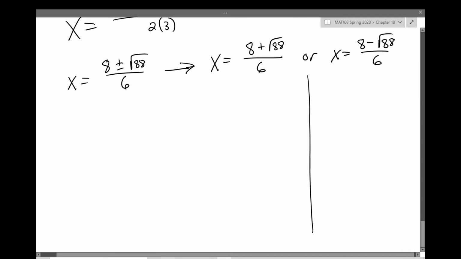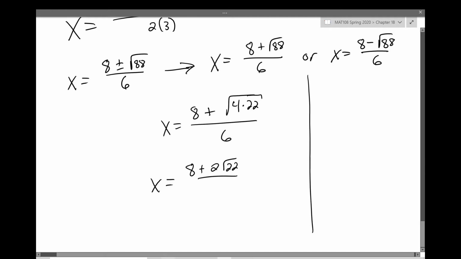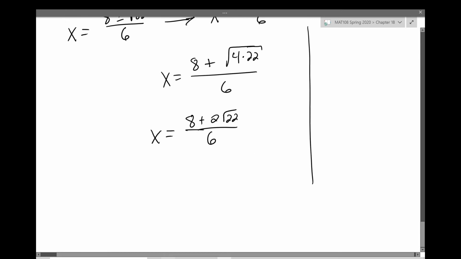So draw my line. And what I got to do now is just simplify. So x equals 8 plus, let's simplify the square root of 88. So we know the square root of 88 is really what? 4 times 22, I think, is what we want. Okay? So that's going to give me x equals 8 plus 2 square roots of 22 all over 6. And then I can reduce to give me x equals 4 plus the square root of 22 over, what do you think, 3? And there's my first solution.